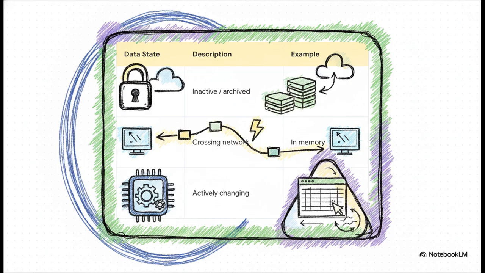Then we have data in transit, which is sometimes called data in motion. This is data actively crossing a network from point A to point B, or even residing temporarily right there in computer memory. And finally, there's data in use, or data in processing. This is data actively undergoing change, like a database you're querying or a spreadsheet being actively updated. Understanding the very unique vulnerabilities of each of these 3 states is the absolute foundation of a robust defense strategy.